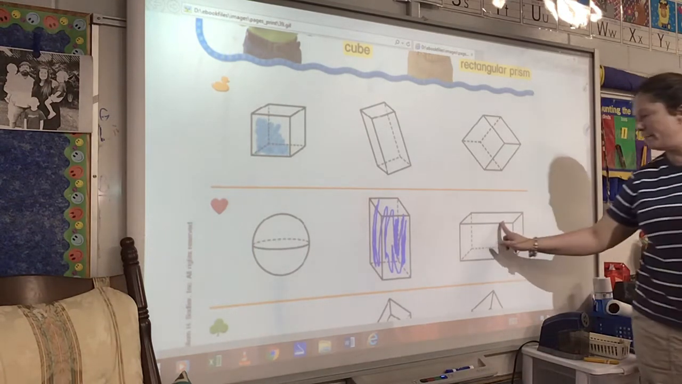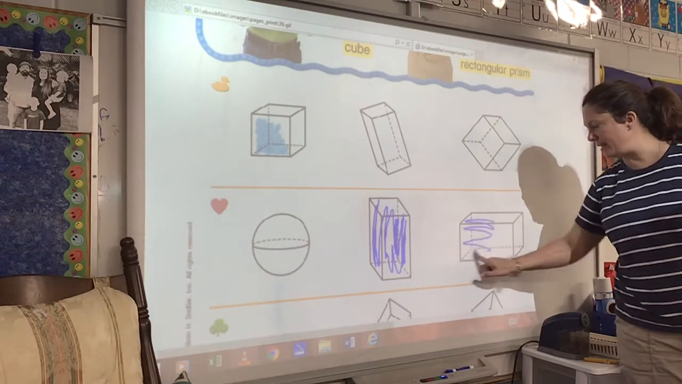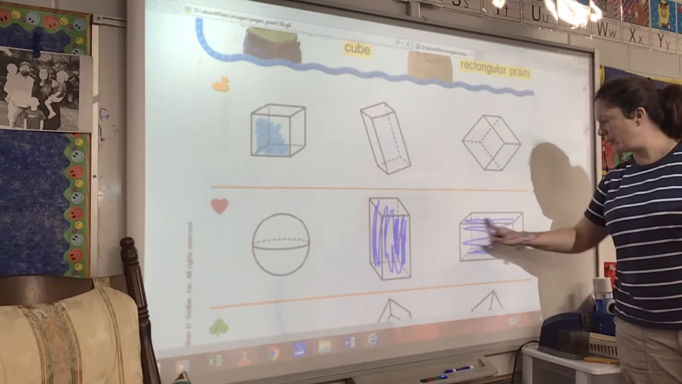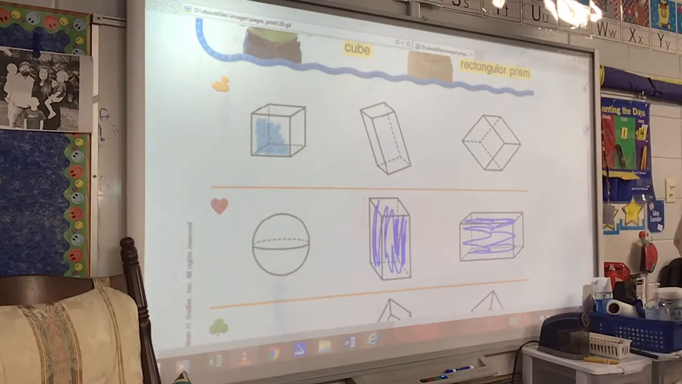I'm so glad Mary Nelson was paying attention. Yes, it is. So you're going to color that one. Color both of those because they're rectangular prisms. James, color your rectangular prisms on the row with the heart. Row with the heart. Where's the heart? There you go. Nope. Right here.